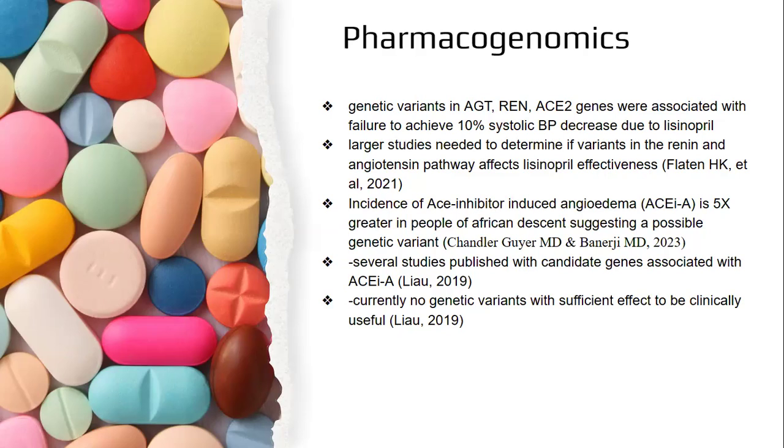Also, the incidence of ACE inhibitor-induced angioedema is 5 times greater in people of African American descent, leading researchers to try to parse out a single gene that was responsible for that. They had several studies published that had candidate genes, but ultimately, there were no genetic variants with sufficient effect to be clinically useful.